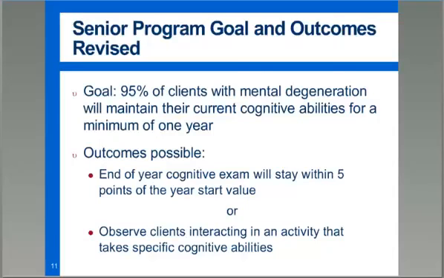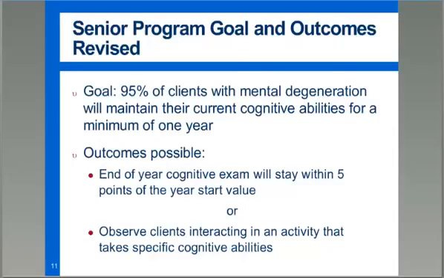It's specific. We're talking about mental degeneration and cognitive abilities only. It's measurable because we're talking about 95% of the clients. It's achievable because it's not probable that everybody will be able to accomplish the same thing. It's realistic, again because of that percentage in there, and it's time specific. We're doing it within 1 year.